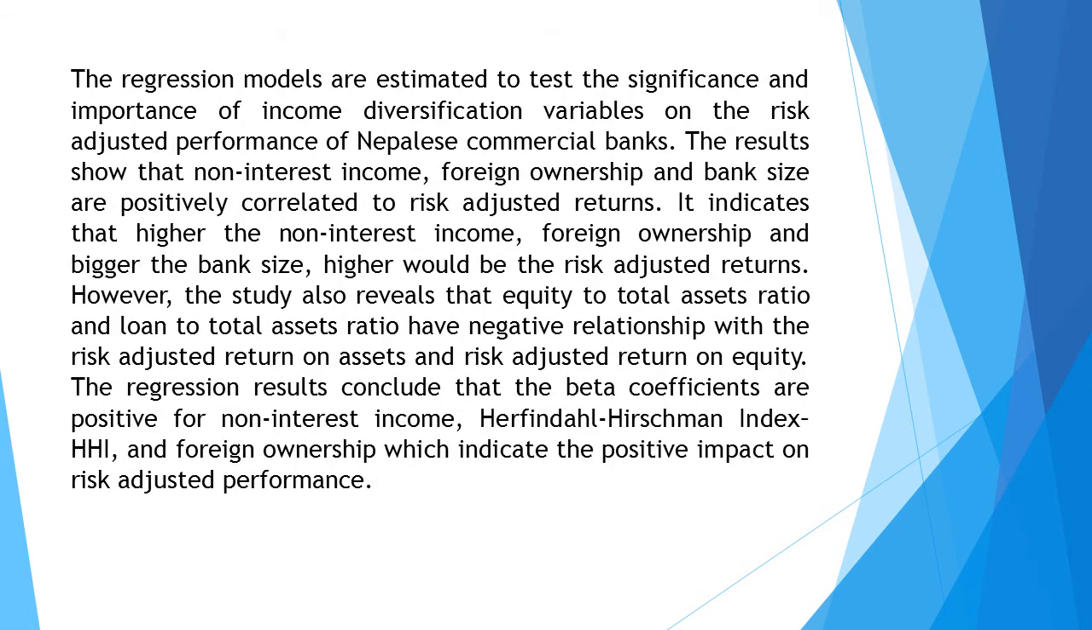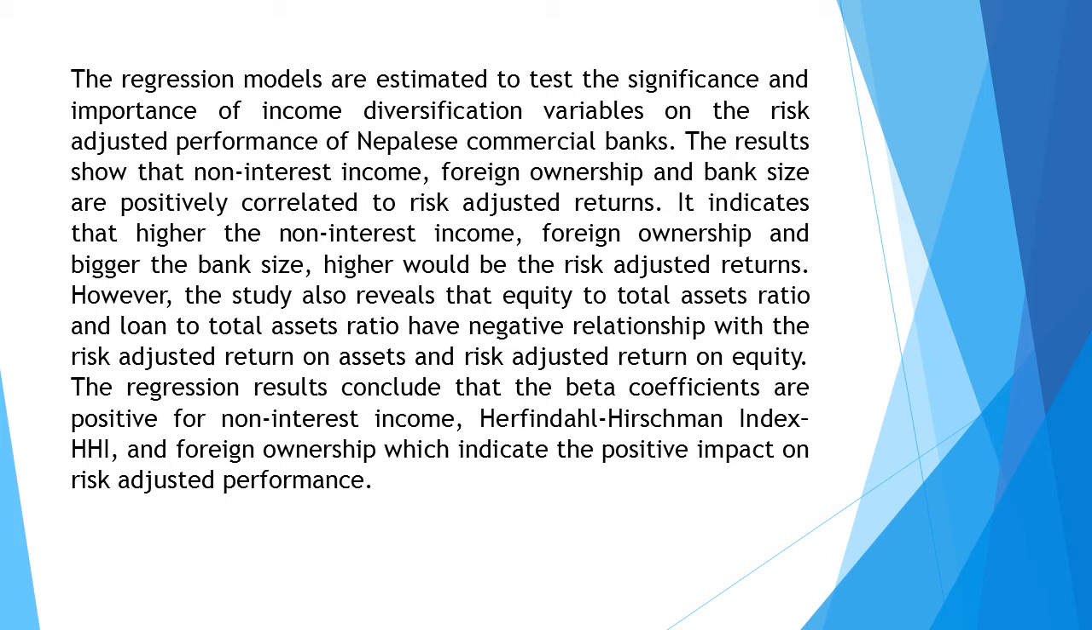The regression models are estimated to test the significance and importance of income diversification variables on the risk-adjusted performance of Nepalese commercial banks. The results show that non-interest income, foreign ownership and bank size are positively correlated to risk-adjusted returns. It indicates that higher the non-interest income, foreign ownership and bigger the bank size, higher would be the risk-adjusted returns. However, the study also reveals that equity to total assets ratio and loan to total assets ratio have negative relationship with the risk-adjusted return on assets and risk-adjusted return on equity.